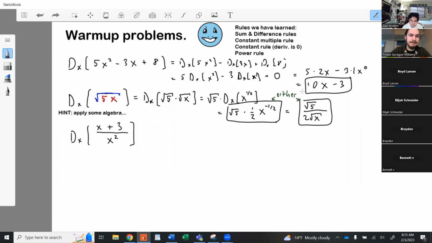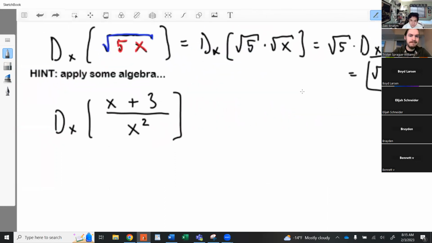So, last one. Okay, you might be looking at this and thinking, well, hey, it's one thing divided by another thing. That's division. You haven't really taught us how to do that, Tristan. That's true. We're going to learn that today. It's called the quotient rule. But in this case, we don't actually need the quotient rule.